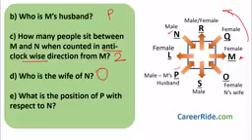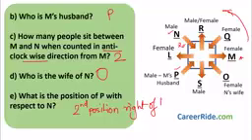This is N. N facing inside. So this side is right. 1, 2. Second position to the right of N. Or you can write P is sitting to the right, second position from N, right? So what is the position of P with respect to N? It is the second position to the right of N.